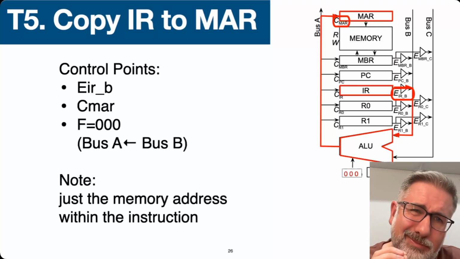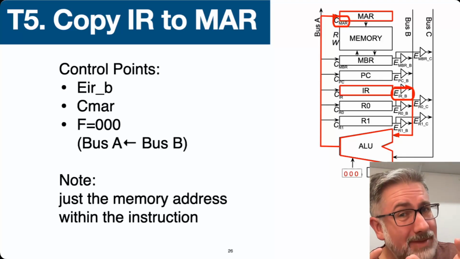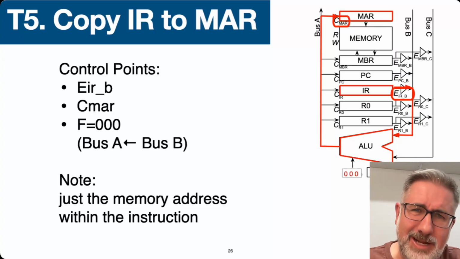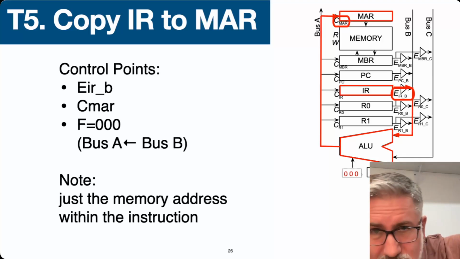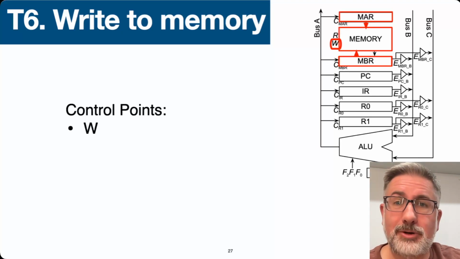Now there's a little bit of complexity here because the instruction register contains the opcode as well as the memory address, and we just want the memory address. So we might have to do some little finagling there to make that happen, but these are minor details. So the memory address goes from the instruction register into the memory address register.